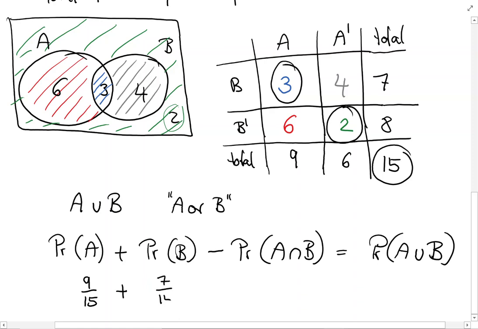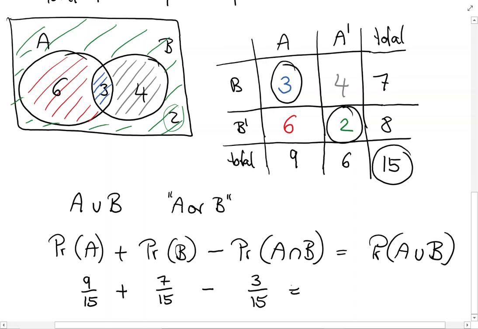7 out of 15. But if you would just add the 9 and the 7 up, what you would get is more people, because you would count the intersection here twice. You would count the 3 of A and B for the 9, and you would count the 3 again of A and B for the 7. So that's why we have to take it away again. So we have to subtract it as we had a double in here. So the intersection is 3, both is 3.